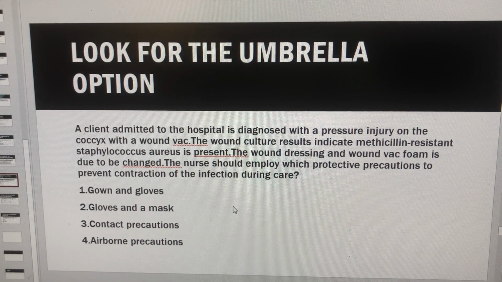Focus on the client's diagnosis and recall that this infection is spread through direct contact. Recall that contact precautions involve the use of gown and gloves for routine care, and the use of gown, gloves, and face shield if splashing is anticipated during care. Note that the correct option is the umbrella option. Remember to look for the umbrella option, a broad or universal option that includes the concepts of the other options in it. The answer is number 3, contact precautions.